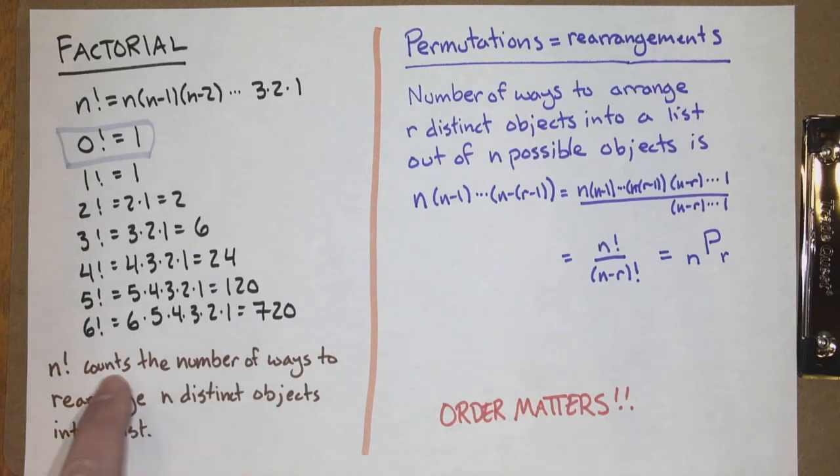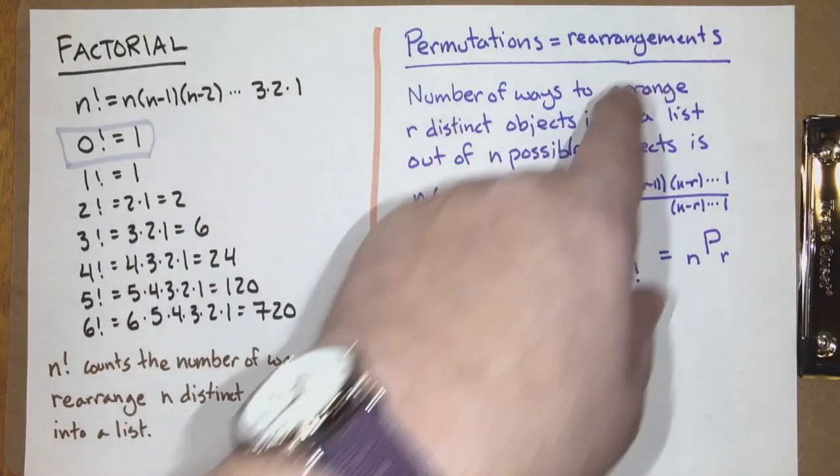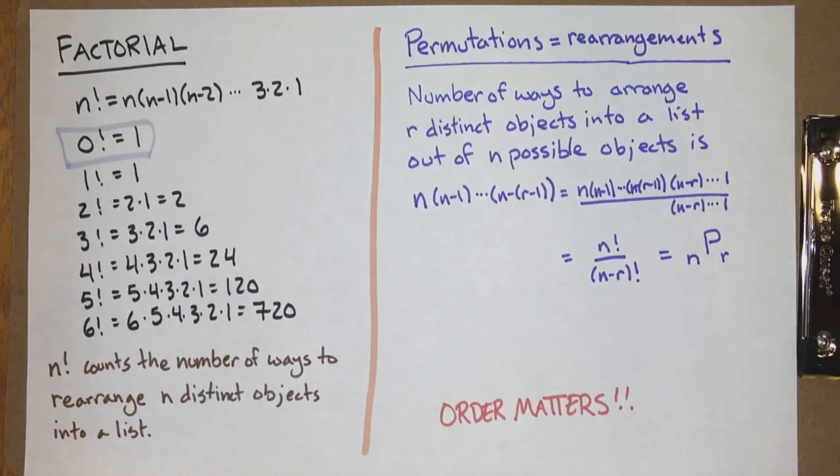Why does it show up? Well, what does n factorial count? It counts the number of ways to arrange n objects into a list. Another way that you often hear about this is permutations, and we're going to talk about that in just a second. Permutations are just rearrangements. So you have n things, sort them into a list of n things. So let's go into permutations.